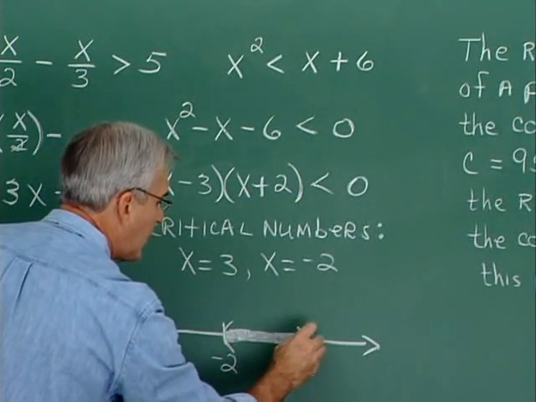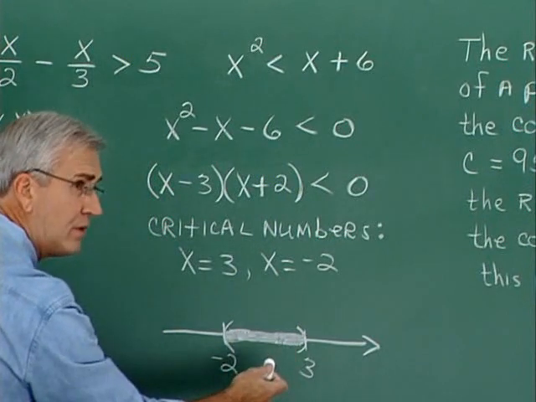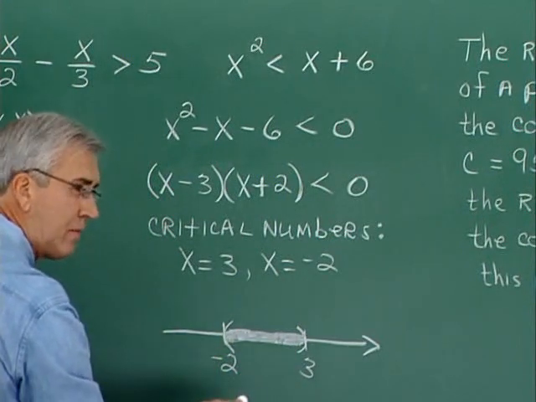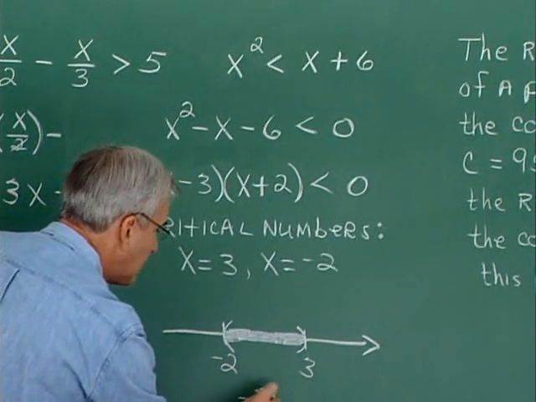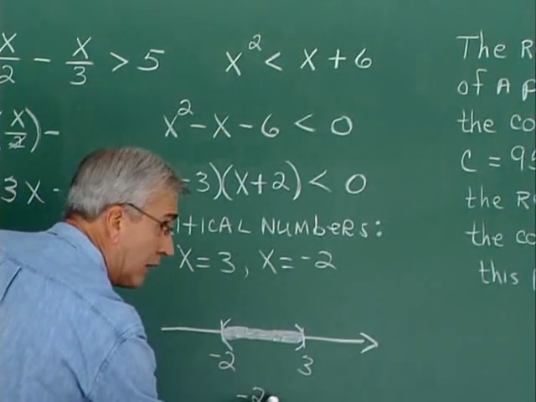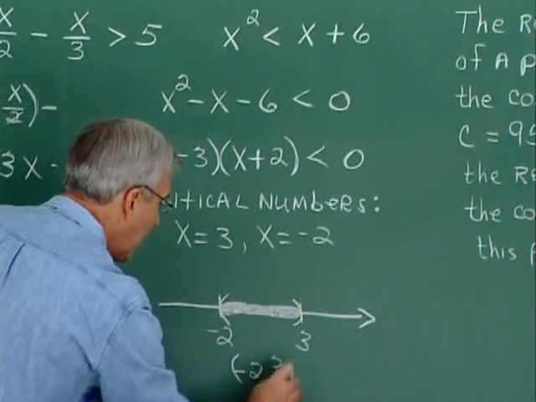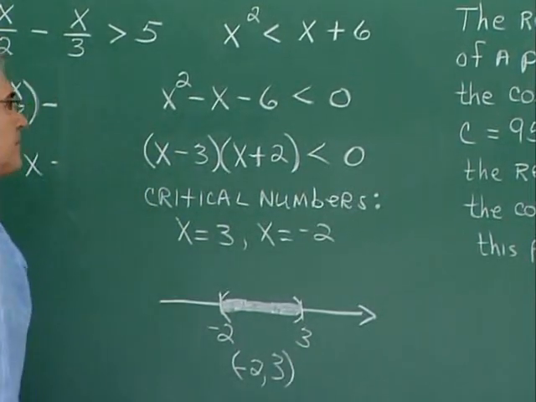So the solutions are values that are between negative 2 and 3, and we can say that, remember, in a number of ways. The interval notation is probably the easiest. We want x values in the interval from negative 2 to 3, not including the endpoints.